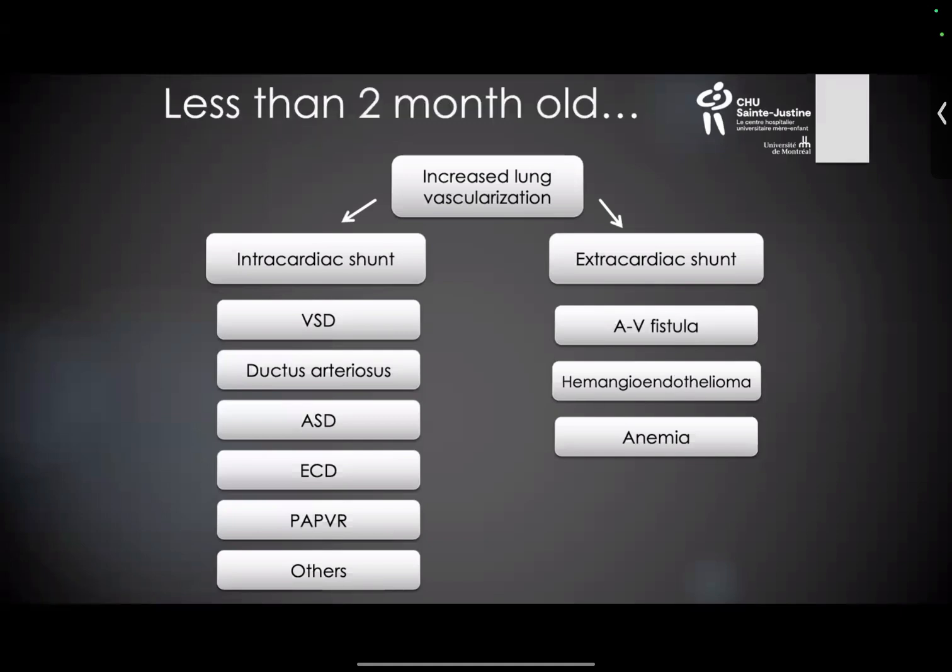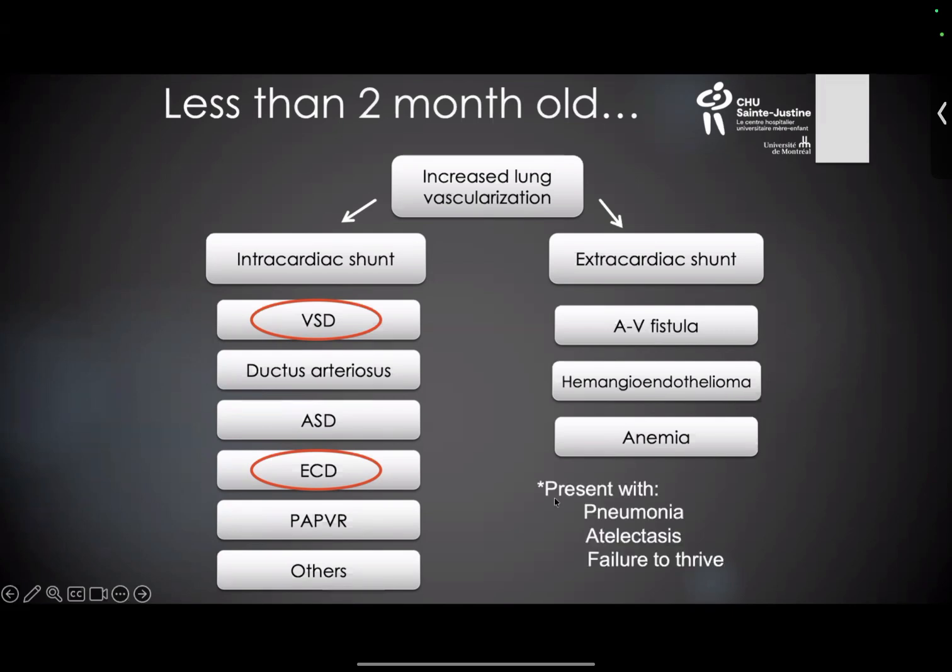So in young babies, what can decompensate a baby with an intracardiac shunt? It's basically the VSDs and the endocardial cushion defects that can cause them to decompensate. The premature baby can decompensate on the ductus arteriosus, but usually in a term baby, like a 2-3 month old, they decompensate on the VSD and endocardial cushion defect, because at that age, even if they have a slight ductus arteriosus, it's usually not a big thing. So they can present with pneumonia, atelectasis, and failure to thrive.